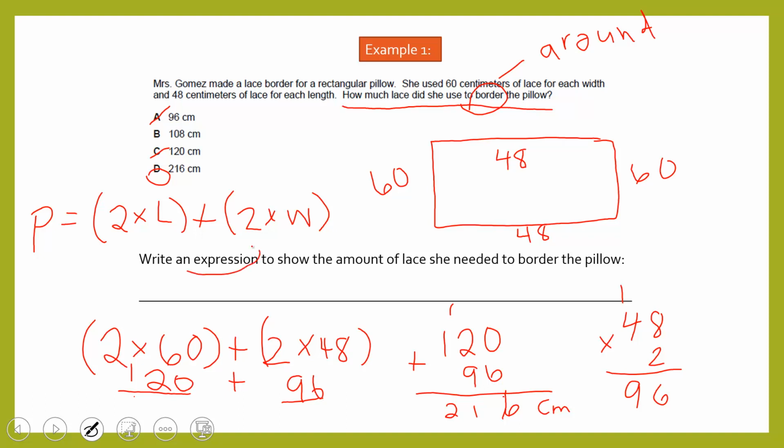So now I need the expression. I hope you've just already done the work. It's just a matter of writing it out. 2 times the length. Oh, my multiplication sign isn't coming up. There's multiplication. 2 times length was 2 times 48, or 2 times 60, plus 2 times the width was 2 times 60. Give yourself a check if you got this correct.